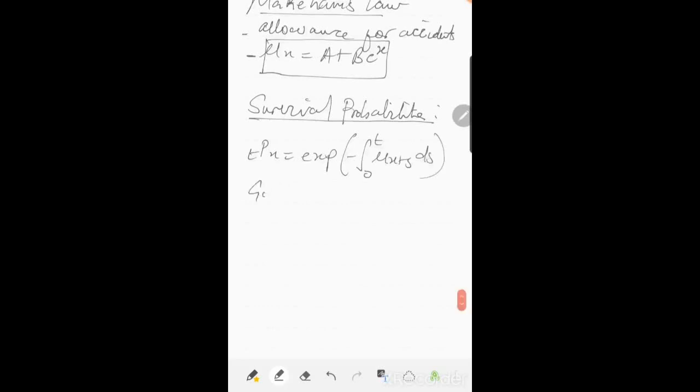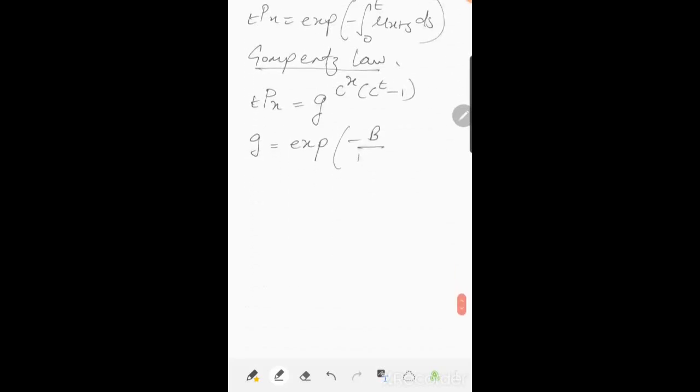Now under Gompertz's law, if a question says find the survival probability under Gompertz's law, how are we supposed to tackle this? You need to use this formula. tPx is equal to g to the power of c^x times (c^t minus 1), where g is just the same as the exponential of minus B over the natural log of c.